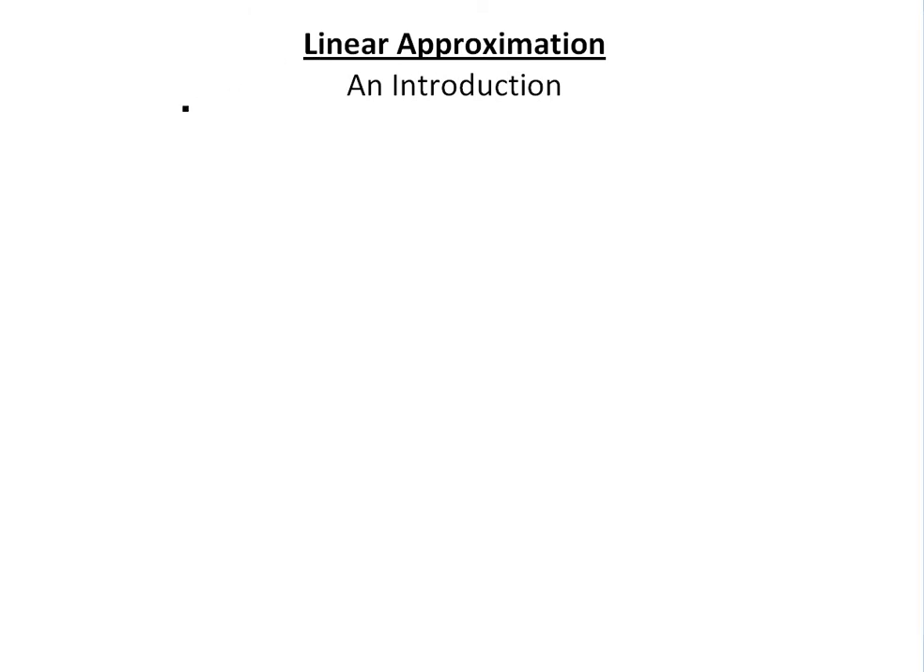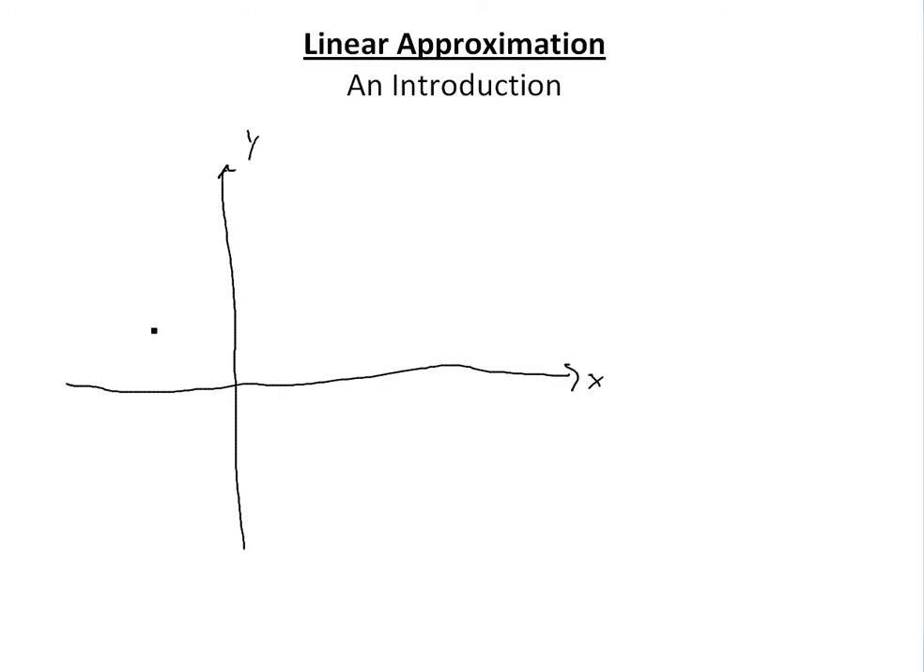Basically, linear approximation, let's say you have a curve like this. This is x, this is y, and you have some sort of curve like this, and let's call this one f of x. Linear approximation is near a point. If we know the tangent line at this point, let's call this point A, and this is f of A.